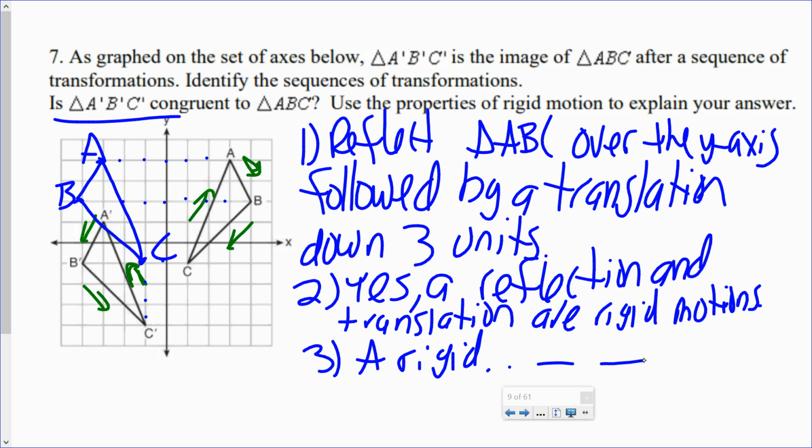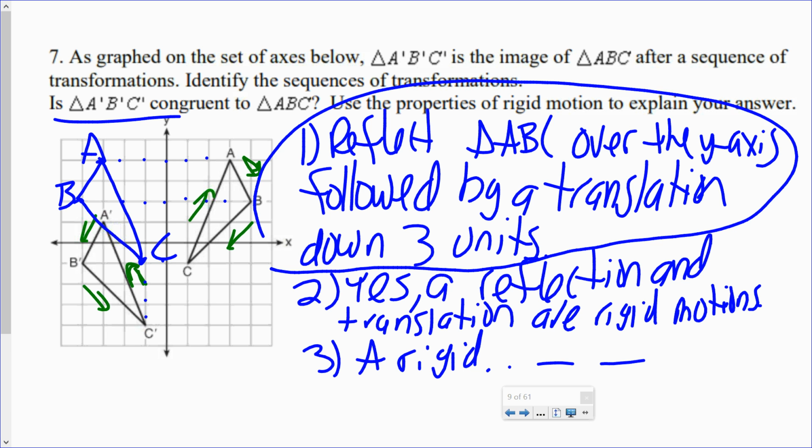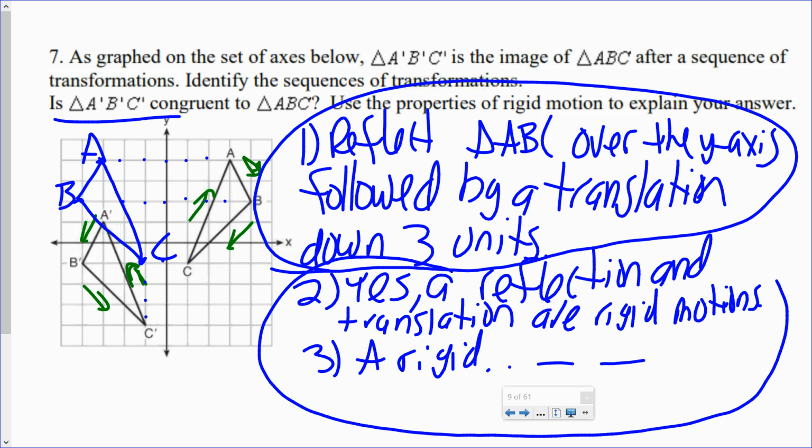This would be a 4-point question. It's generally 2 points for identifying the transformations, and 2 points for explaining why they're congruent. You might just see the identifying, you might just see the explaining, or you might see them both together.